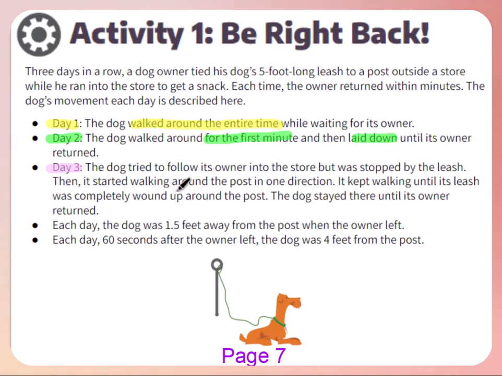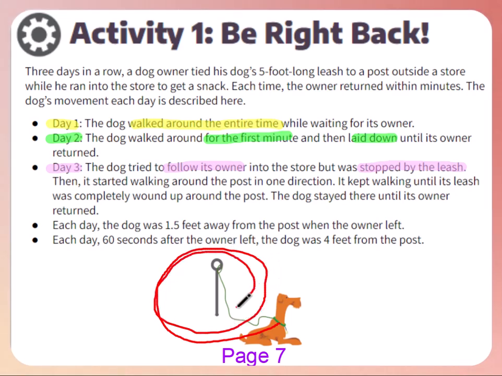On day 3, the dog tried to follow its owner, but was stopped by the leash. And then it started walking around the post in one direction. So the leash is going to stop him, and then he's going to start walking around the same direction until it just gets closer and closer. His leash is going to bring him closer and closer to that post, and then he's going to stop and stay there.